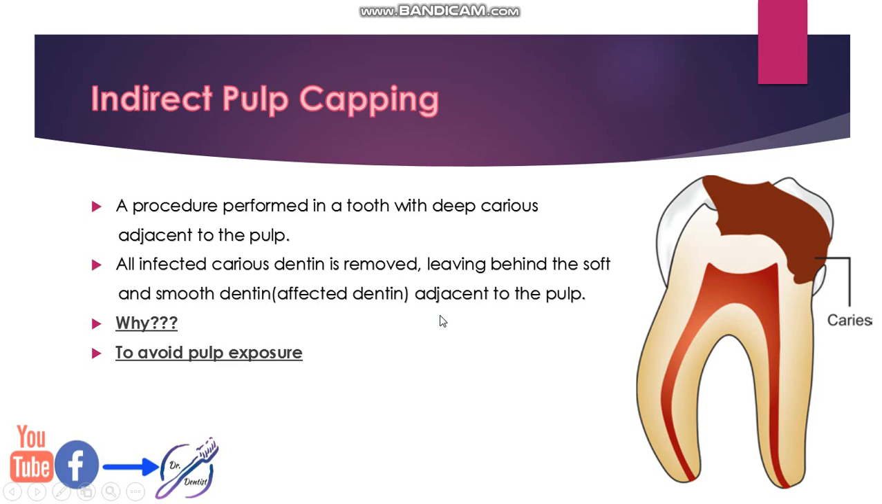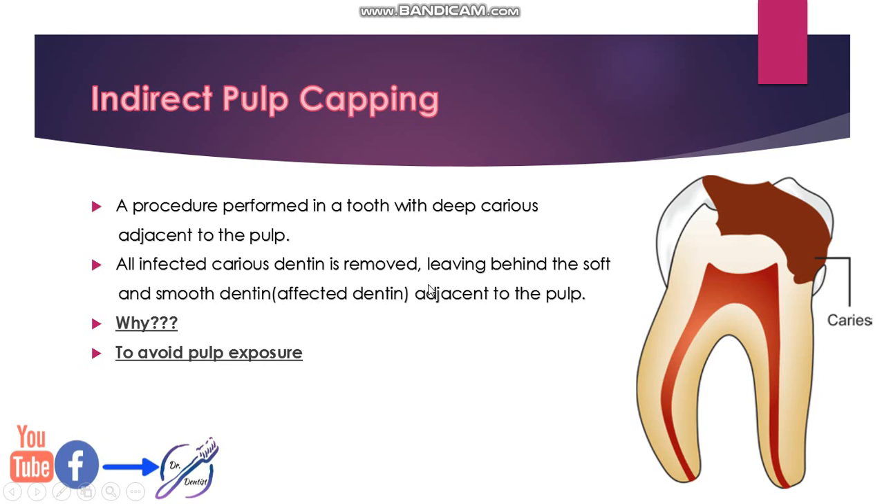That's called affected dentin. So you should know the difference between the affected dentin and the infected dentin. The affected dentin is soft and smooth, okay, but the infected dentin is hard. Okay, it's hard and harsh. That is why we remove the infected dentin, but the affected dentin is left behind next to the pulp.